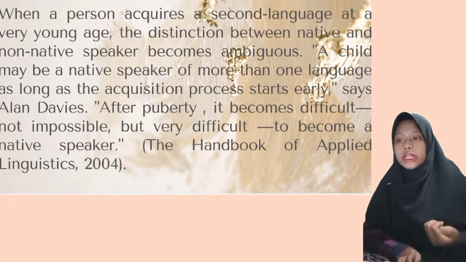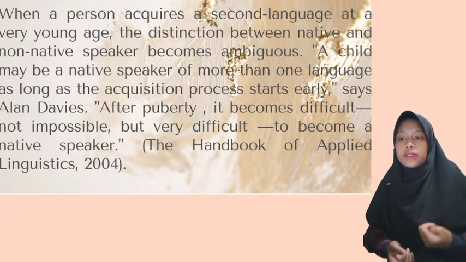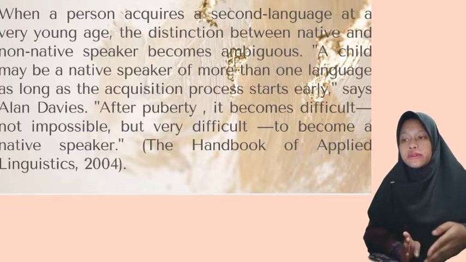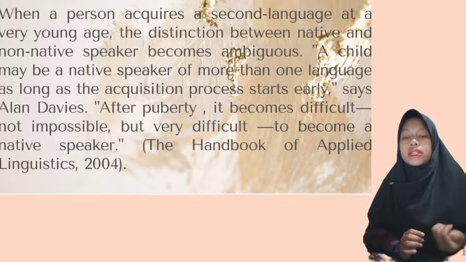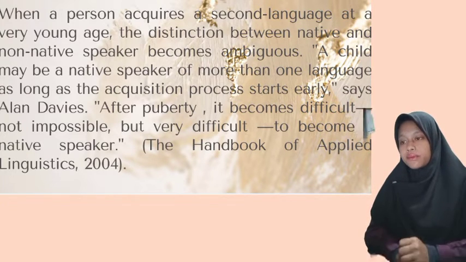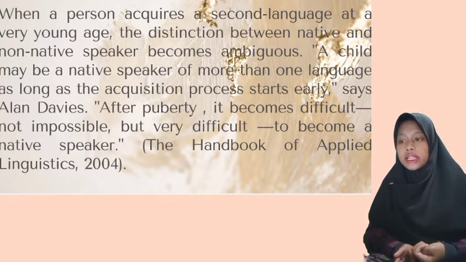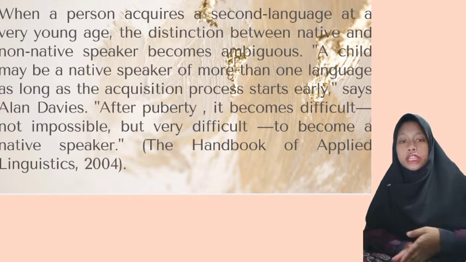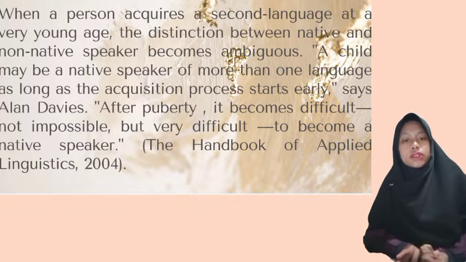When a person acquires a second language at a very young age, the distinction between native and non-native speakers becomes ambiguous. A child may be a native speaker of more than one language as long as the acquisition process starts early, says Alan Davies. After puberty, it becomes very difficult, but not impossible, to become a native speaker. The statement is from the Handbook of Applied Linguistics, 2004.